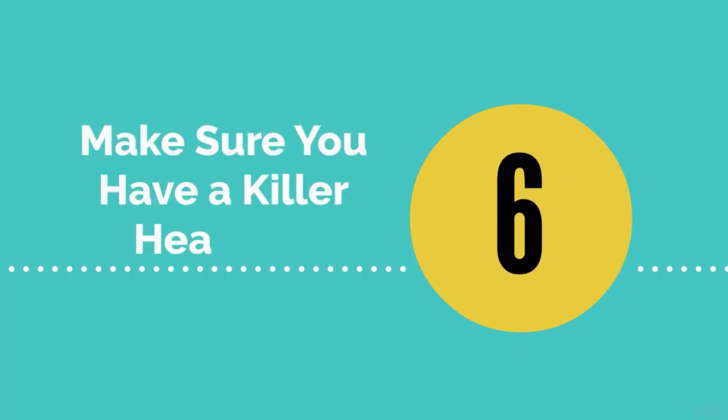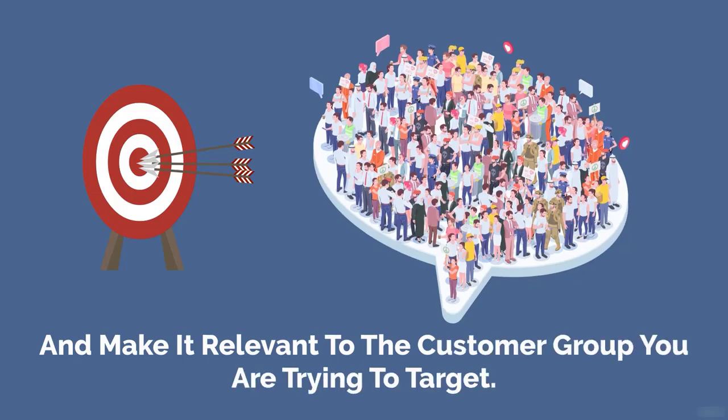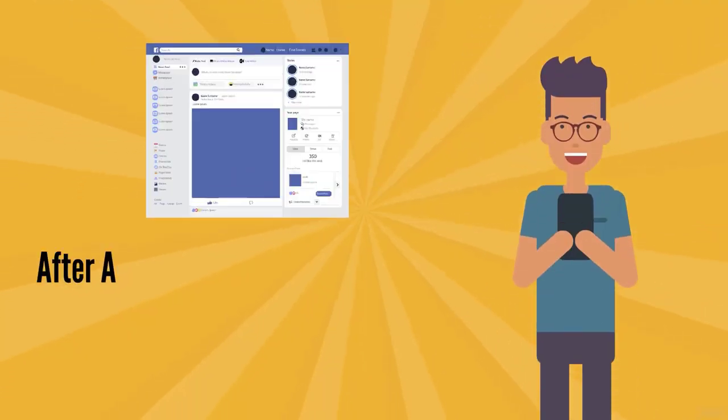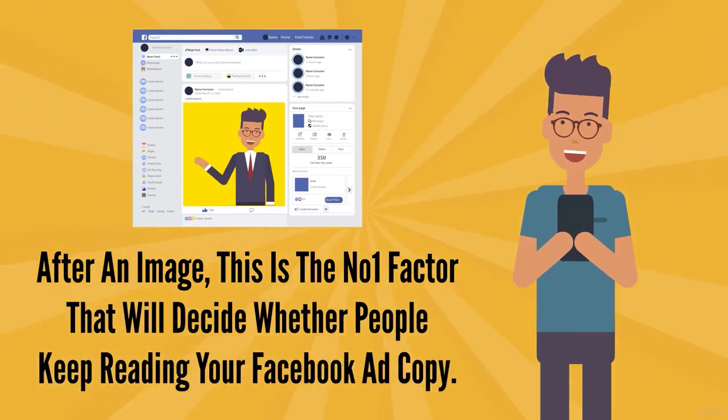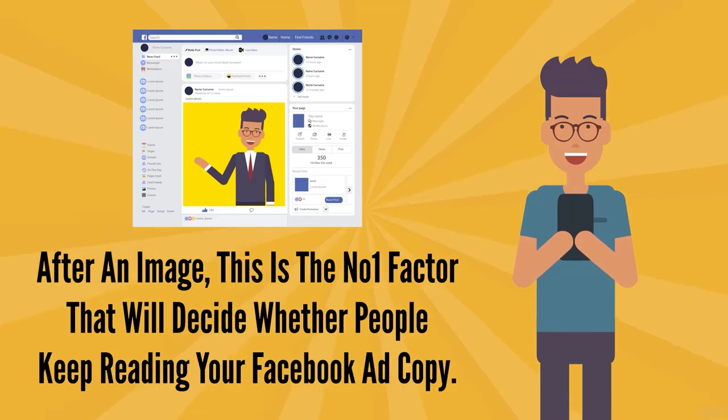6. Make sure you have a killer headline and make it relevant to the customer group you're trying to target. After an image, this is the number one factor that will decide whether people keep reading your Facebook ad copy.